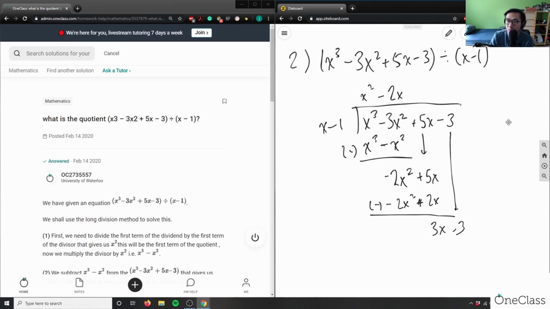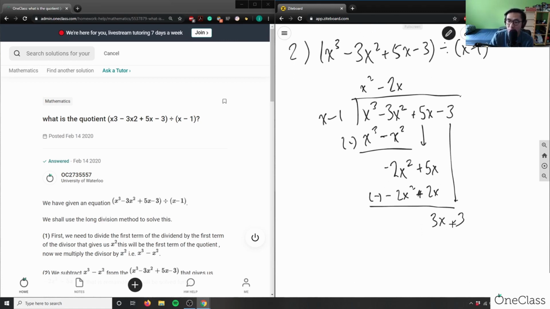Let me make some more real estate here. For 3x minus 3, what number do I multiply by to get 3x? I would multiply by positive 3. Positive 3 times x is positive 3x, and 3 times negative 3 is minus 3. Subtracting these two, I get a remainder of 0. So 3x minus 3x is 0, and negative 3 minus negative 3 is also 0.